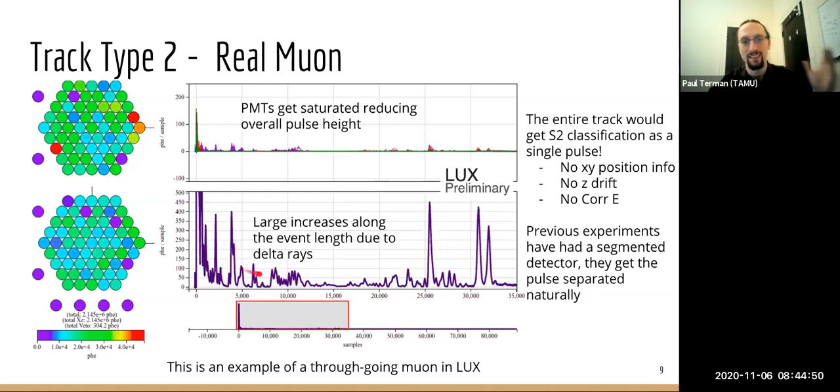As you can see, there is a lot of energy being released, and it's all continuous. Now, putting this in the data processing framework, we would get one long pulse. We would get no XY information because it's just one giant pulse. We would get no Z drift because there's no S1 and S2 to tag to each other to know the drift time. We would get no energy information, or at least no corrected energy information, and it would be a big problem. What we've done is we've chopped up those pulses.